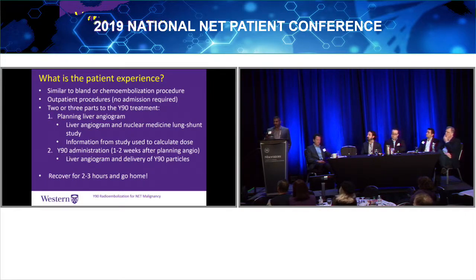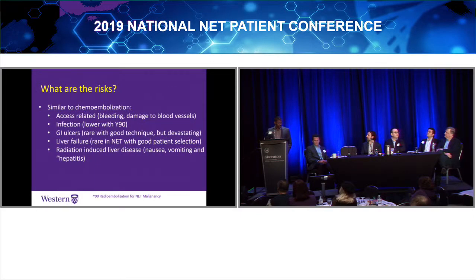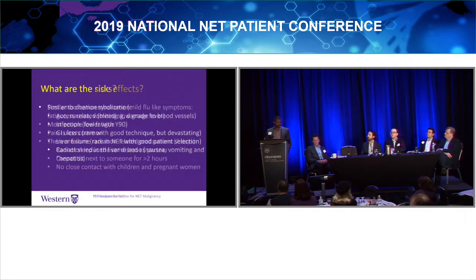And then we bring them back a week or two later for Y90. And really people recover for a couple hours and they go home. The risks are very similar. There's only a couple of extra risks that are related to Y90, and that's really the rare complication of ulcers and putting people into liver failure. That would also be quite rare in the setting of a neuroendocrine cancer, but if you treat someone's whole liver, you don't want to get them in trouble, and a radiation-induced liver disease.